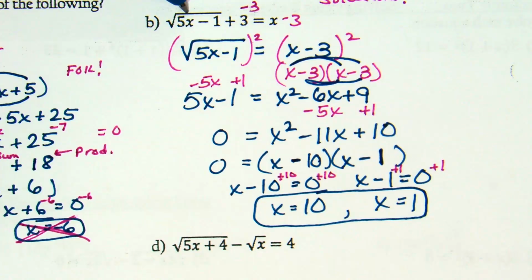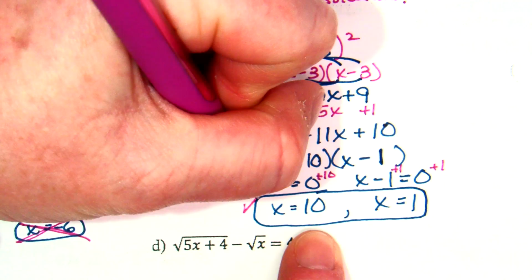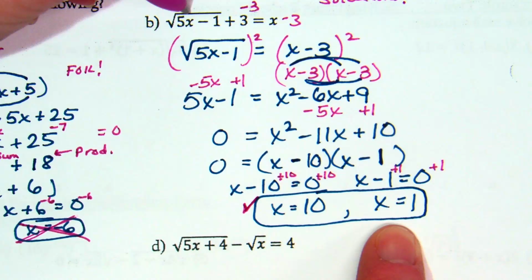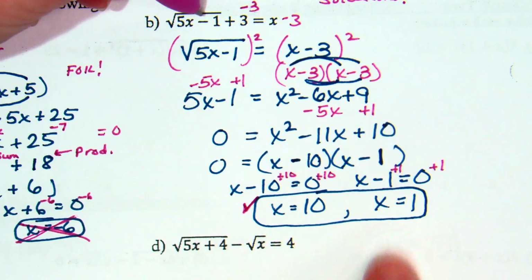Okay. What about 1? 5 times 1 is 5. Minus 1, 4. Square root of 4, 2. Plus 3, 5. Equals x. What was I plugging in? 1. Did it work? No.